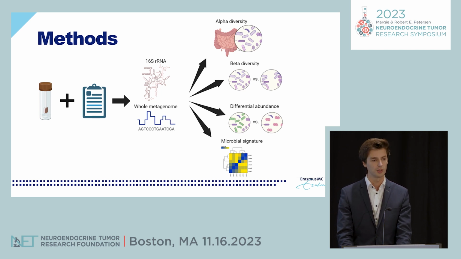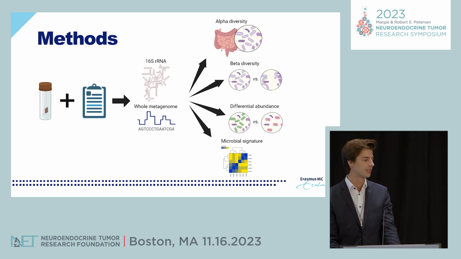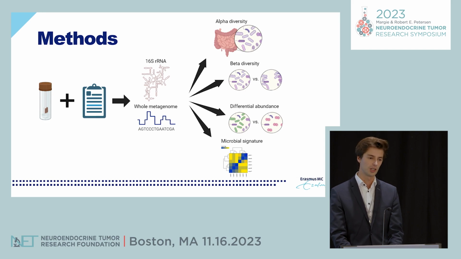And we performed 4 types of analysis on this data. First is alpha diversity, where you simply count the bacteria that are present in each sample. Second is beta diversity, where you compare microbial composition between your 2 groups. And third is differential abundance analysis, where you identify several microbial species that are more or less abundant between your groups. And the fourth is a machine learning technique we use to create a microbial signature that's able to discriminate between 2 groups.